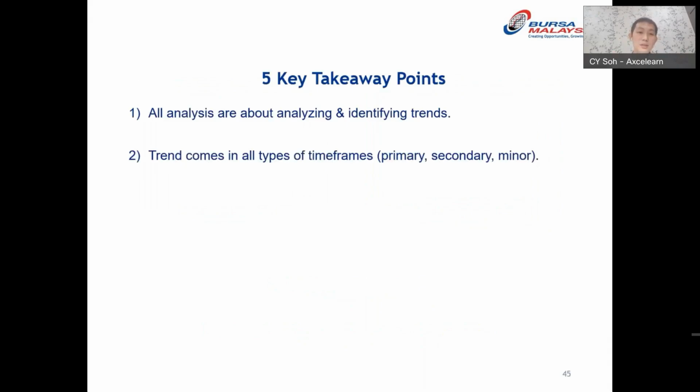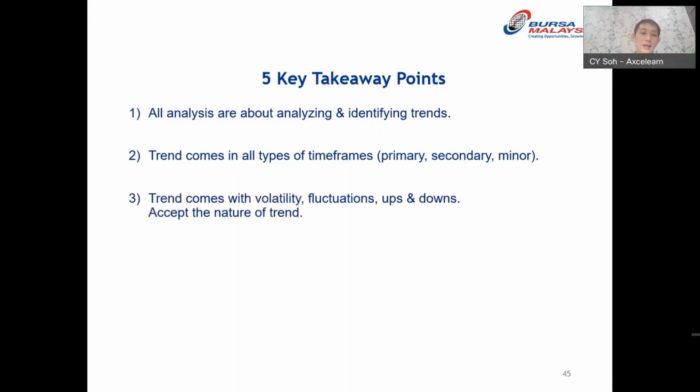Trend comes in terms of all types of time frame: primary trend, secondary trend, as well as minor trend. Remember, the three types of trend are primary trend, secondary, as well as minor trend. It goes by time frame. If you say up, down, and sideways, that is actually just only the direction of your trend. Thirdly, trend comes with volatility, fluctuations, and ups and downs. So these are the definition of trend. We can't avoid it regardless of whatever time frame that you are trading.